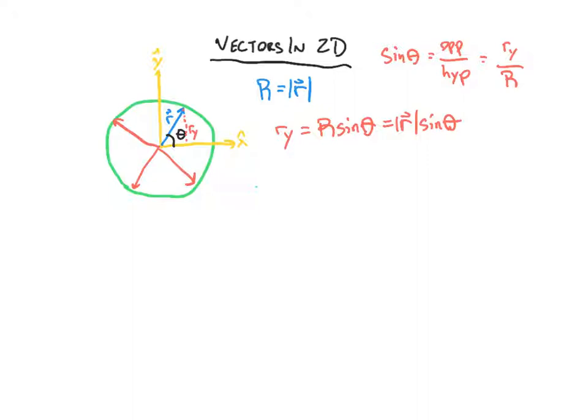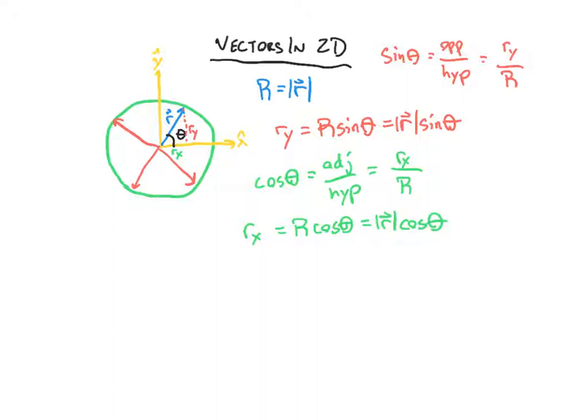All right, well now what about x? Well, we know that cosine theta is the adjacent over the hypotenuse. Let's see, well the adjacent is rx. And once again the hypotenuse is r. So in other words, the x component is r cosine theta. Right, or in other words, the magnitude of r times cosine theta.